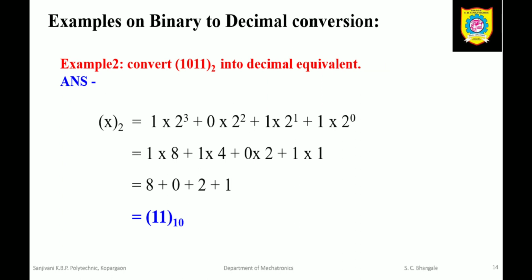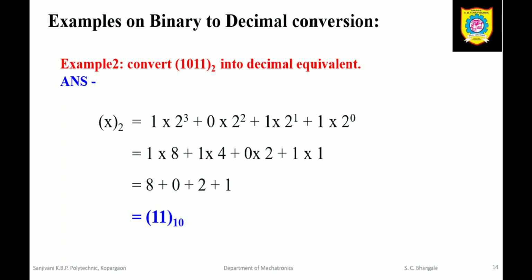Again, we will consider a second example. The given binary number is 1011 to the base 2. We have to calculate the equivalent decimal number of this given binary number. So again, multiply each digit with the positional weight, considering 2's power. We will start from the right side, starting with 2 raised to 0 because it is an integer part. So multiply 2 raised to 0 by 1, 2 raised to 1 by 1, 2 raised to 2 by 0, 2 raised to 3 by 1.